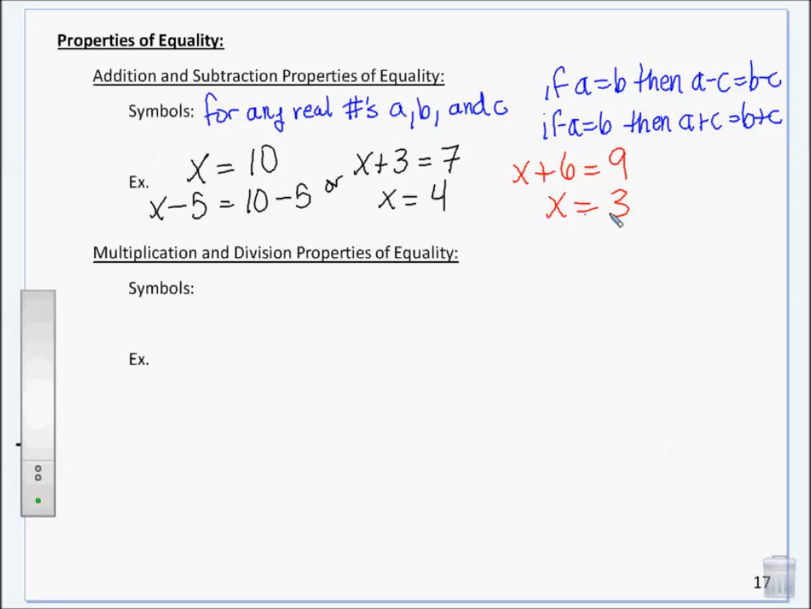We also have multiplication and division properties. I notice I keep saying real numbers because right now we're in the real number system. And so this is true for real numbers. Later on in further chapters, we won't be in the real number system anymore. We're going to go into imaginary math.